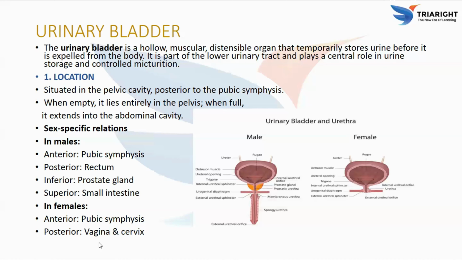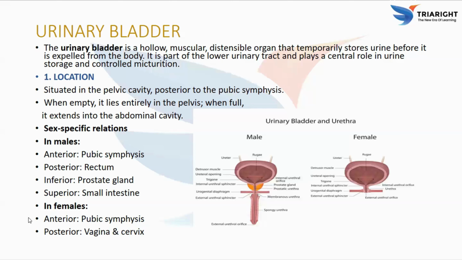So what are the specific anatomical relations of the bladder? The structures around the bladder differ in males and females. Coming to males, in the anterior, the front position, there is the pubic symphysis. The bladder lies just behind this bone. To the posterior, the back part, there is the rectum. And to the inferior, the below part, there is the prostate gland. The bladder sits directly on top of the prostate. At the superior part, there is the small intestine, especially when the bladder is empty.